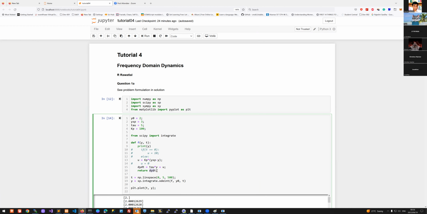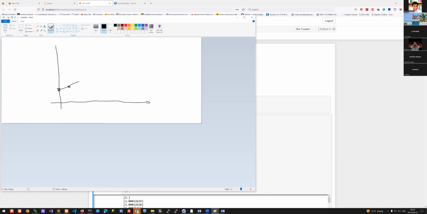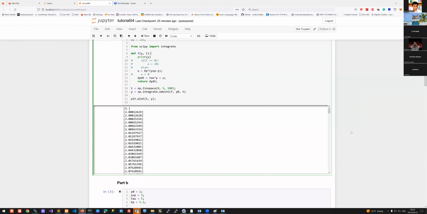That will give you a new dy/dt. And that's going to give a new gradient here. Then we step up to that point here. And you can see the integrator doing all that.